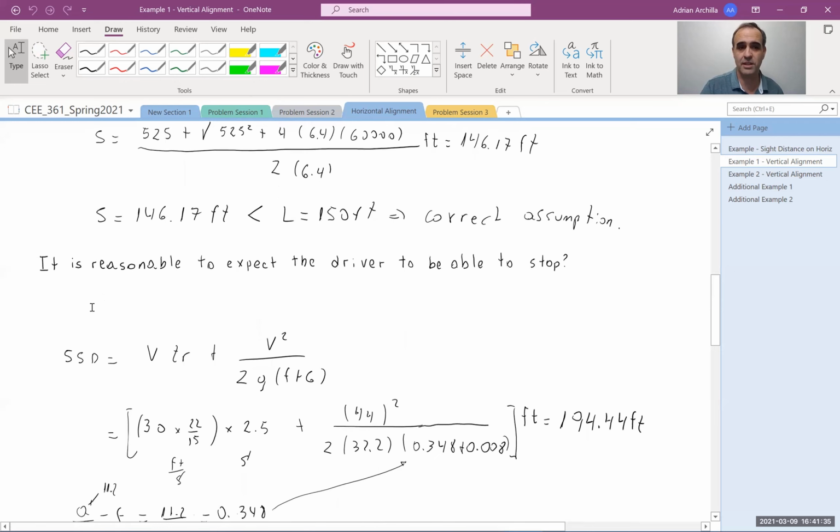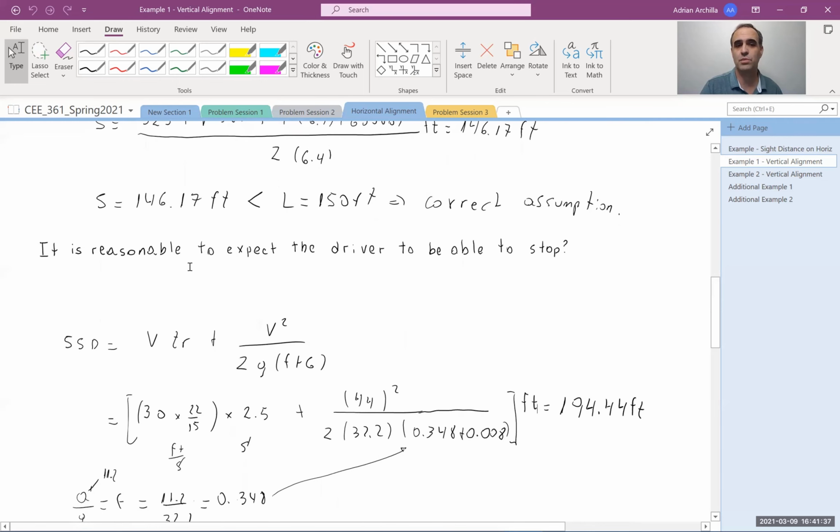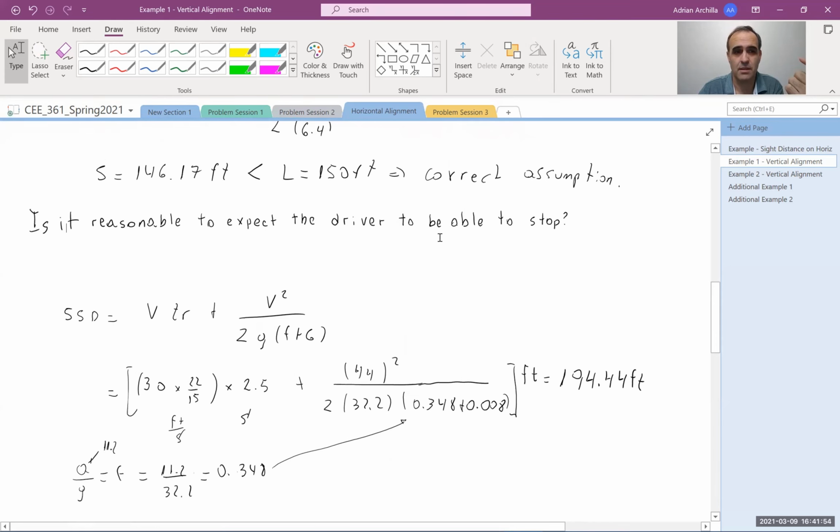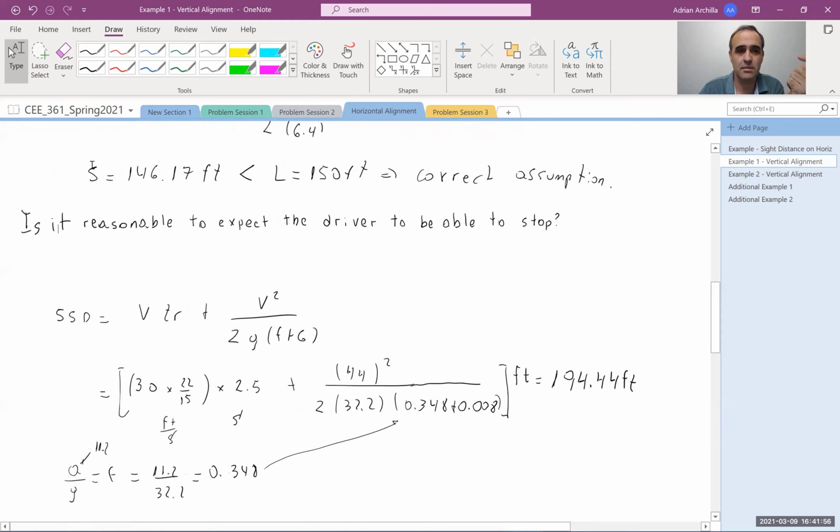So the question we still need to answer is: is it reasonable to expect the driver to be able to stop? I rewrote this earlier and I still wrote it wrong. It's a question, so is it reasonable for this? We have to link this sight distance, which is the supply sight distance provided by the curve, with the stopping sight distance, which is the demand sight distance, since you have to be able to stop.